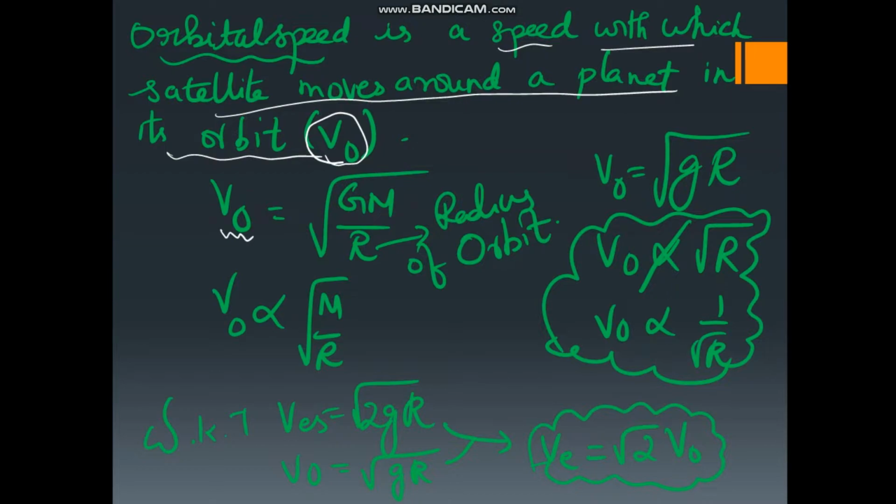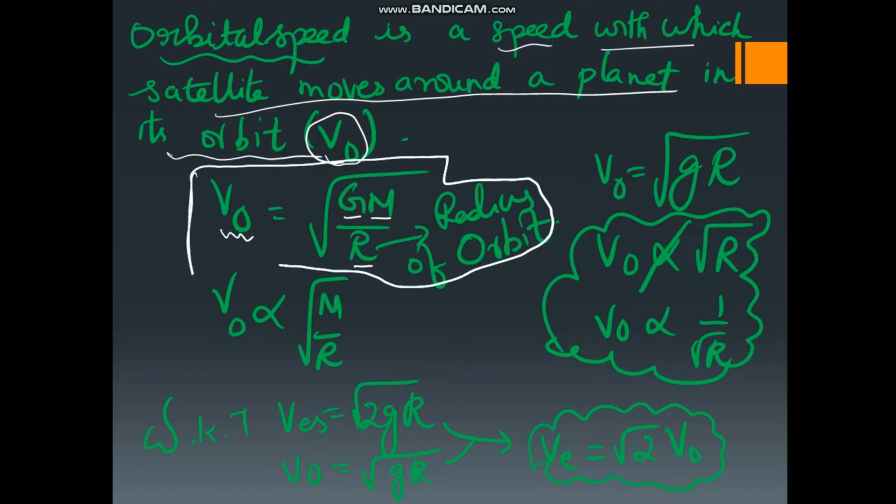VO is equal to root of GM by r. This is the most important formula. VO is equal to root of GM by r. So VO is directly proportional to root of M and inversely proportional to root of radius of the orbit. So r is the radius of the orbit. It is not the radius of the planet.